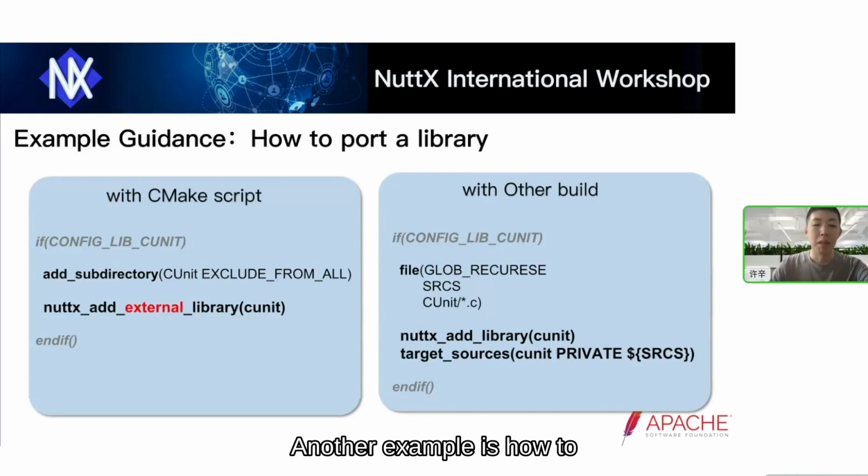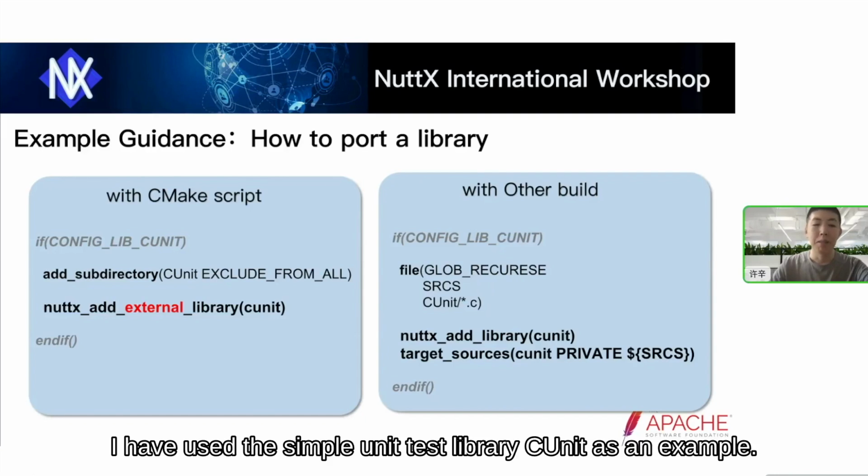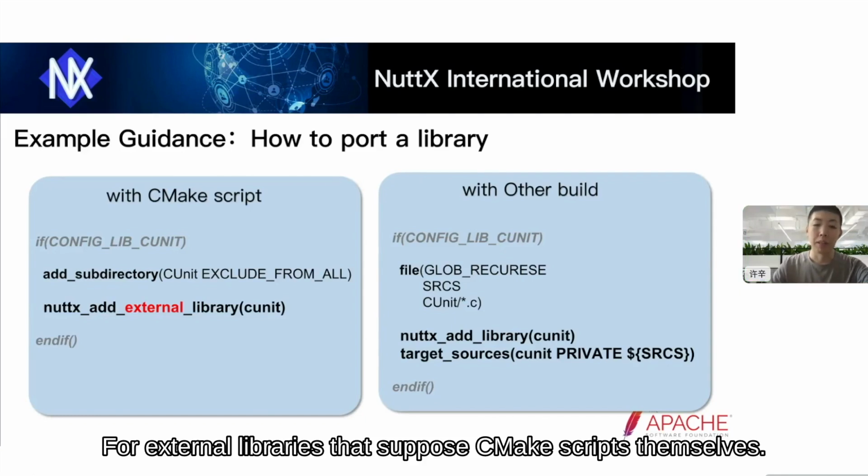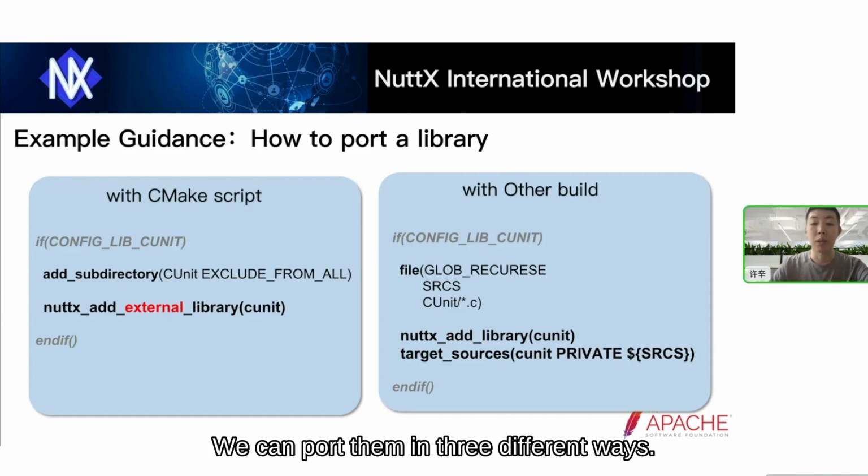Another example is how to port a library to the new CMake build. I have used the simple unit test library CUnit as an example. For external libraries that support CMake scripts themselves, we can port them in 3 different ways.